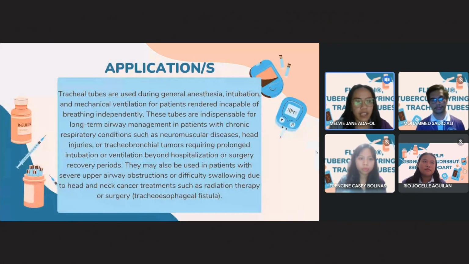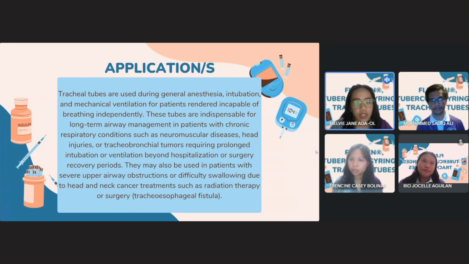For its application, tracheal tubes are used during general anesthesia, intubation, and mechanical ventilation for patients rendered incapable of breathing independently. These tubes are indispensable for long-term airway management in patients with chronic respiratory conditions such as neuromuscular diseases, head injuries, or tracheobronchial tumors requiring prolonged intubation or ventilation beyond hospitalization or surgery recovery periods.